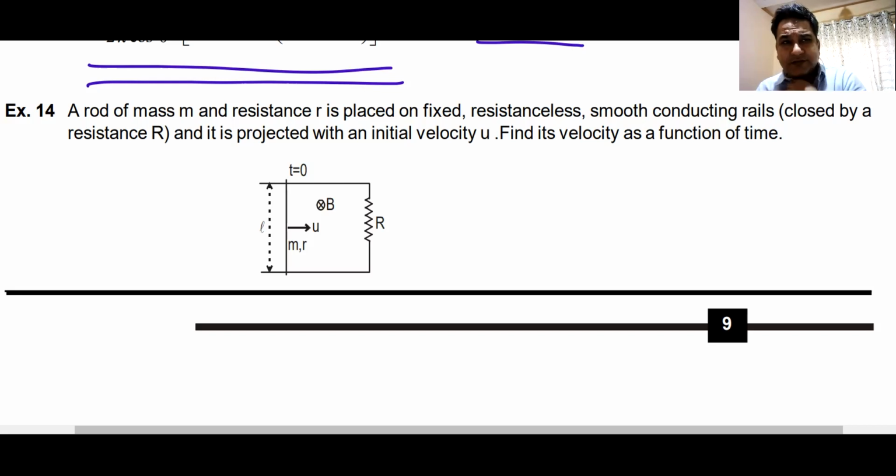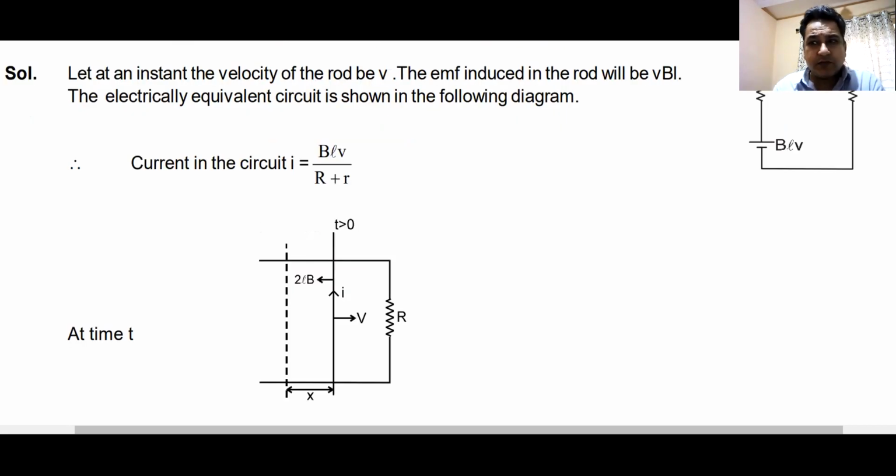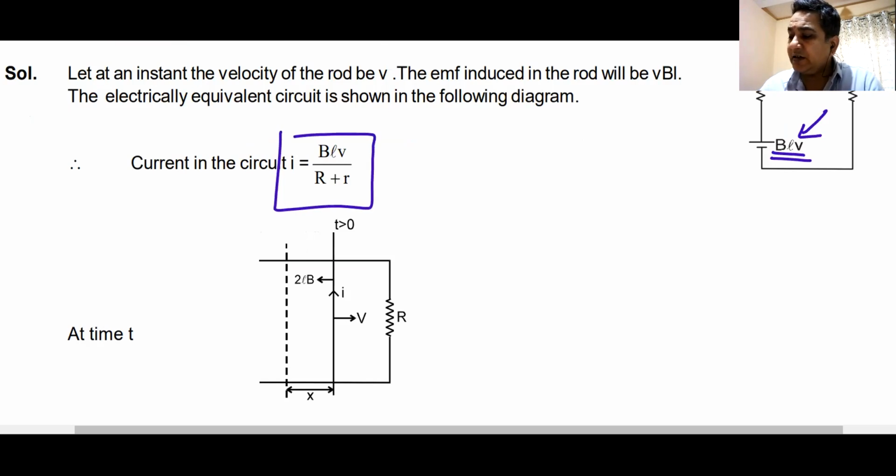How will you do this? Remember, whenever you encounter a question of this type, it is always a question of motional EMF. So you do it by this concept. You convert this into a battery, VBL. Then you find the current in the circuit, VBL by R.